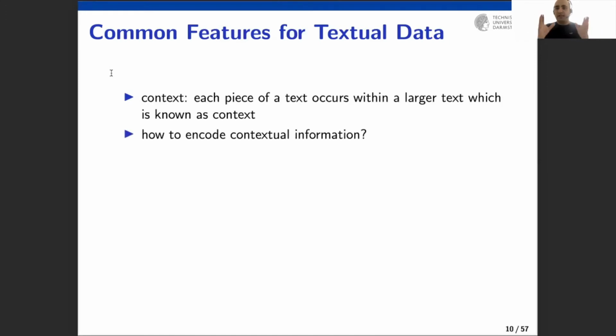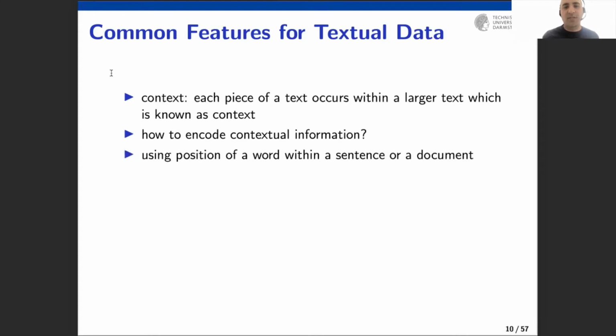But we know that one word usually occurs within a sentence, right? And we usually understand a word in a sentence, or even in a text, or we understand a sentence in a paragraph. How should we encode contextual information? The easiest way to encode the contextual information is to use the position of a word within a sentence or a document.